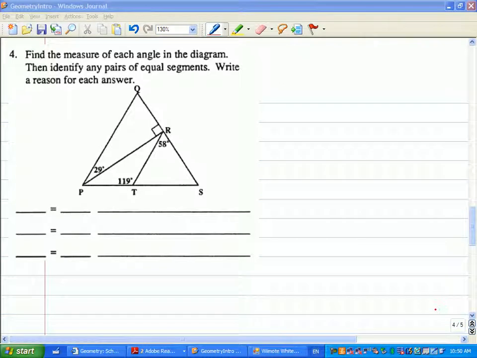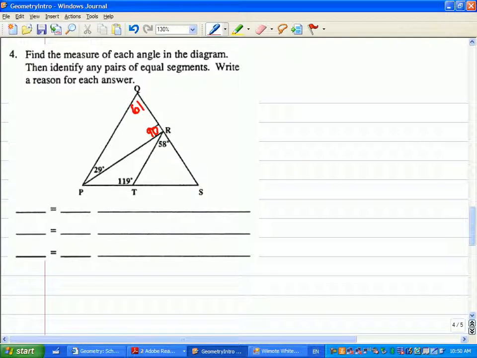So this one's going to be mostly triangle geometry that you're going to need to do to figure out the numbers. If we were to do this one here is 90. So 90 plus 29 is 119. That means there's going to be 61 degrees up in that corner.